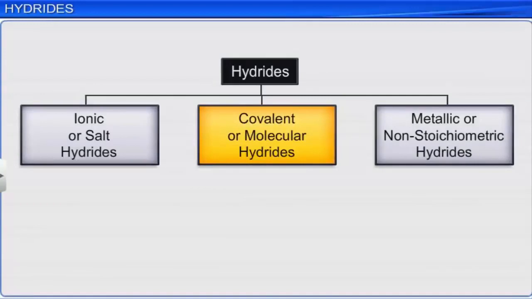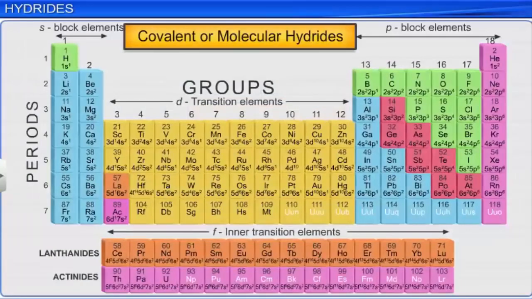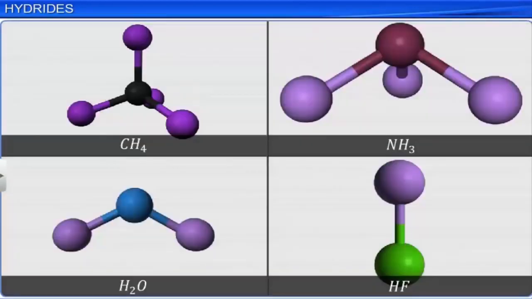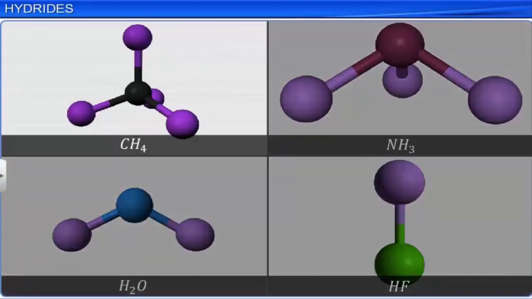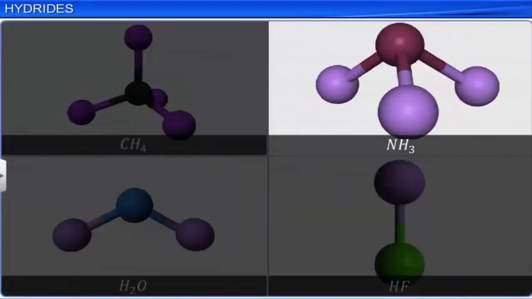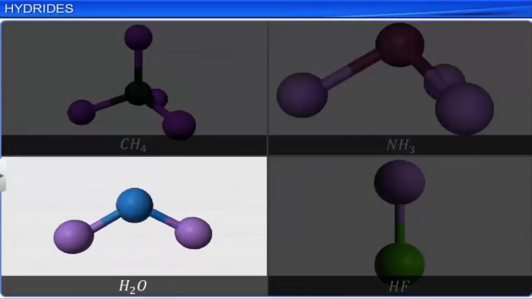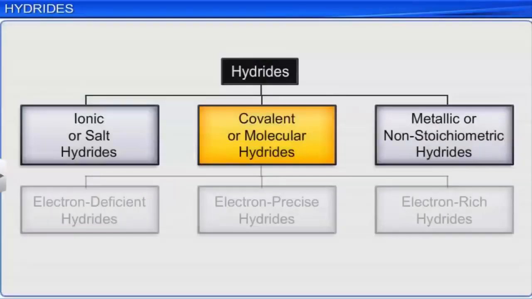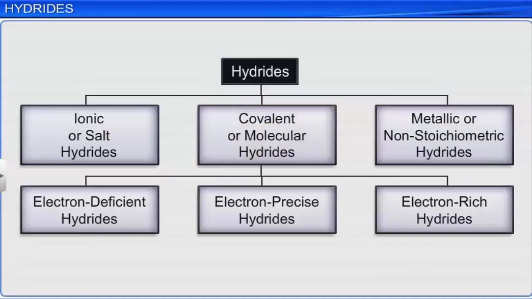Covalent or molecular hydrides are binary compounds of hydrogen with more electronegative elements, such as p-block elements. They are bonded by covalent bonds. For example, CH4, NH3, H2O, and HF. Covalent hydrides are further classified into 3 types, depending on the number of electrons and bonds present in their Lewis structures. The 3 different types are electron-deficient hydrides, electron-precise hydrides, and electron-rich hydrides.